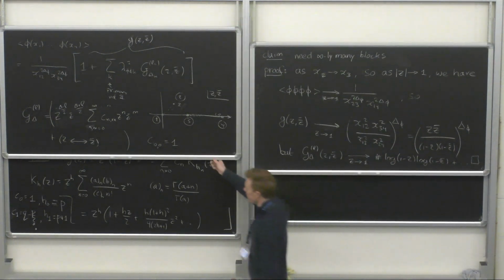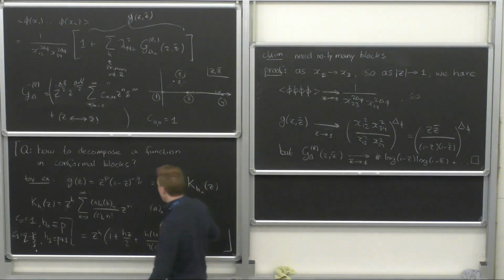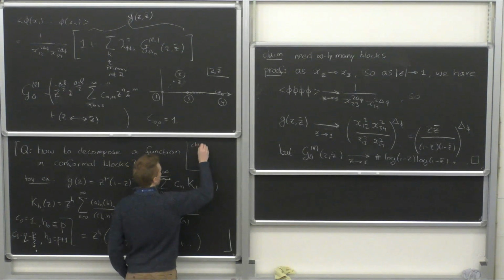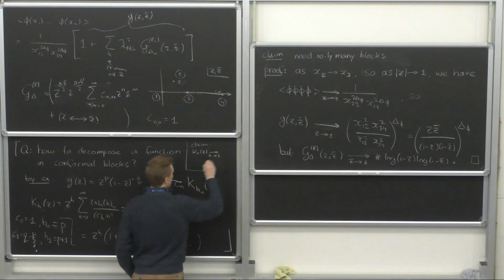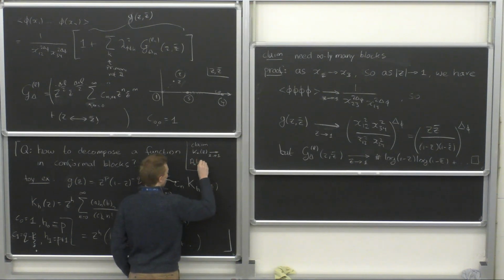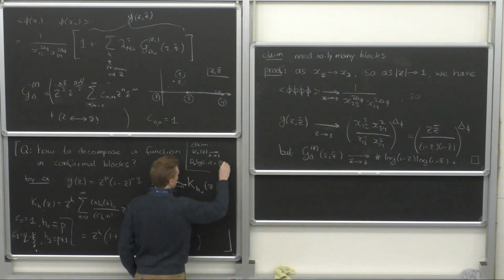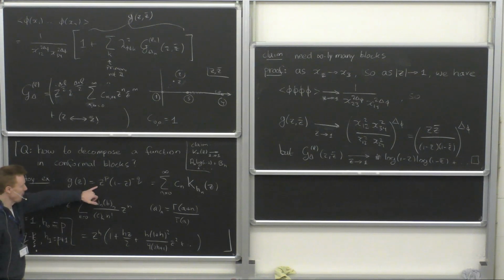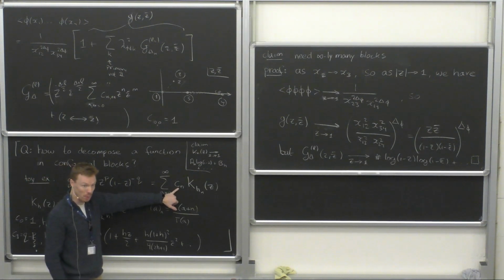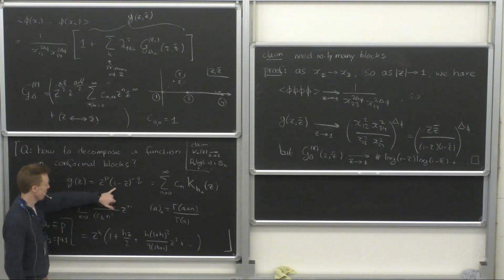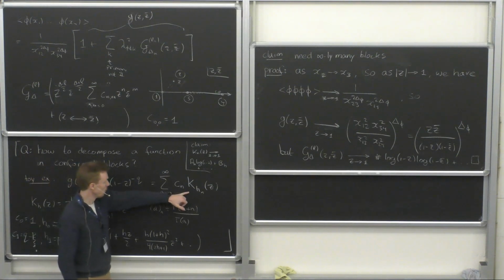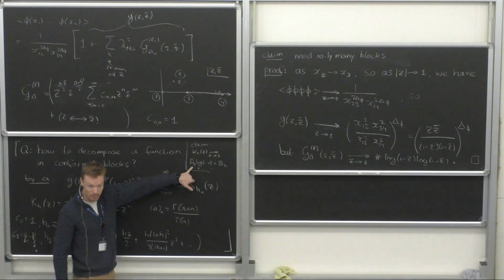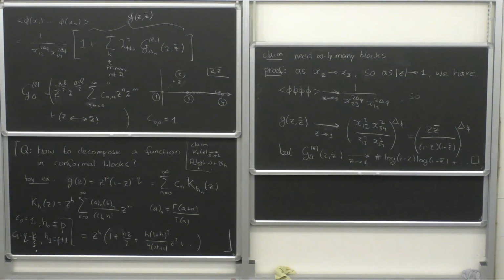The same is true in this simple example, which is another good reason to look at this example. So, claim: K_H of z as z goes to 1 is like A_H log(1 minus z) plus B_H plus subleading terms. So even in this simple example, it's clear that from the z to 0 expansion you can decompose this function into conformal blocks, and from the z to 1 behavior, here it blows up like a power. You see immediately that you're going to need infinitely many of these blocks. A single block will not do, nor will any finite combination.